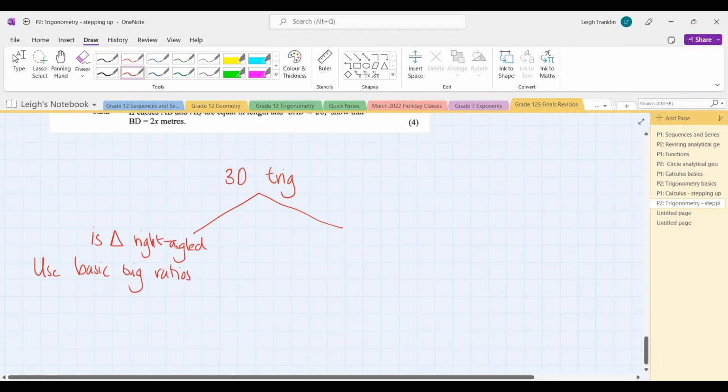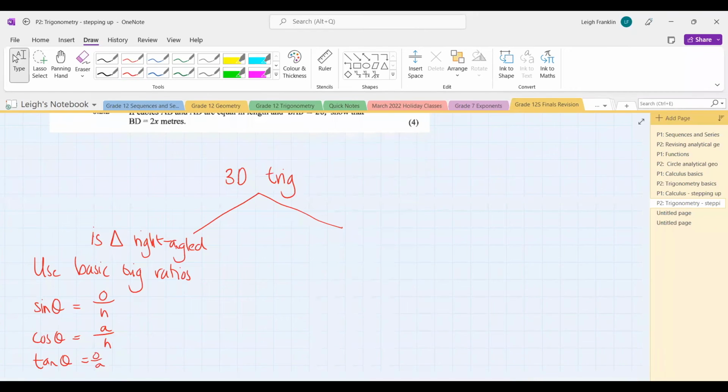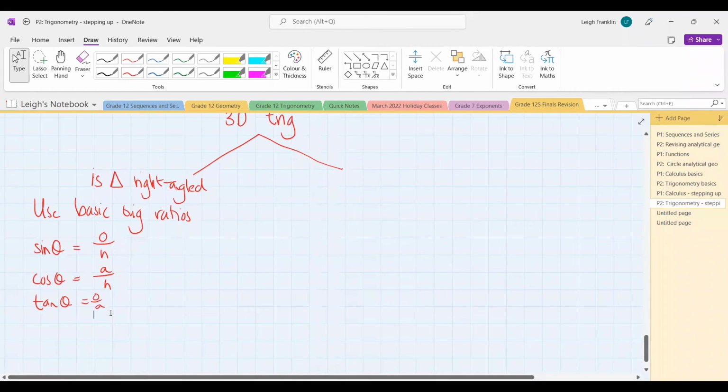So when I say your basic trig ratios, I mean the trig ratios that you learned when you worked with right angled triangles back in grade 10. In other words, sine theta is opposite over hypotenuse, cos theta is adjacent over hypotenuse, and tan theta is opposite over adjacent. Also, if you are working in a right angled triangle and they want you to calculate area, you can say area is equal to half base times height, because your base and your height are the two sides that are adjacent to the right angle.